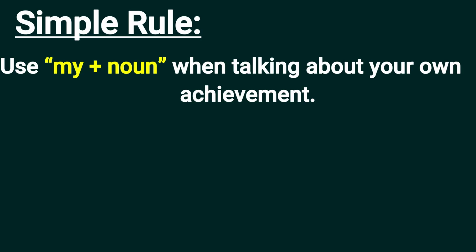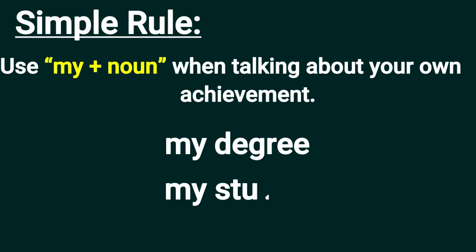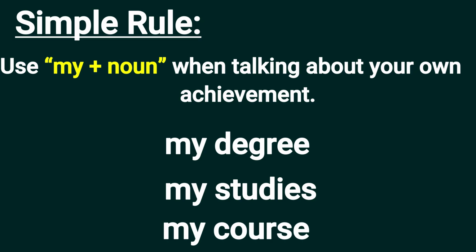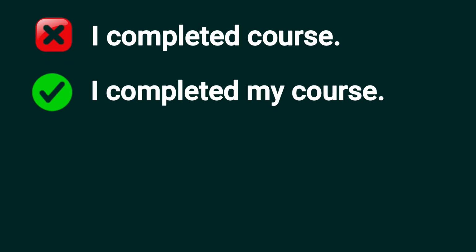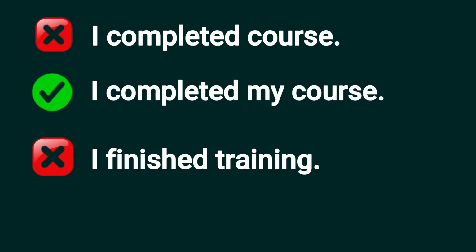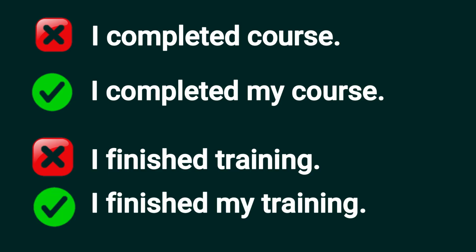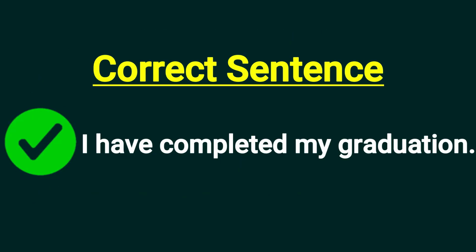So the simple rule is use my plus noun when we are talking about our own achievement, like my degree, my studies, my course. So examples are: I completed course is wrong. I completed my course. I finished training is wrong. I finished my training. So the correct sentence is I have completed my graduation.